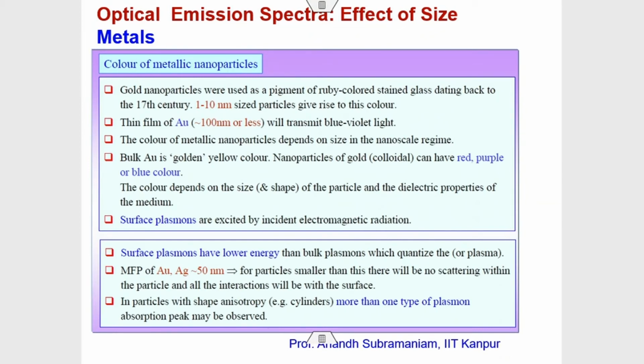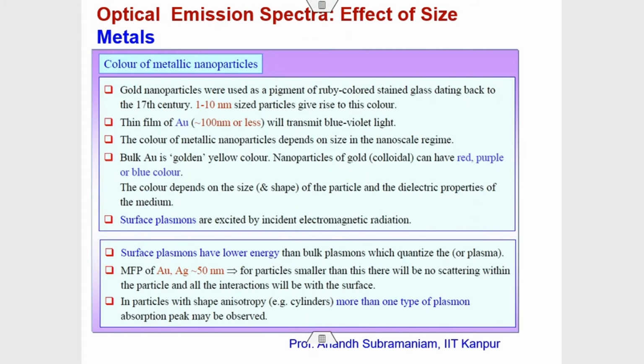Bulk gold is golden, that is why we like it, right? Yellow colored metal, which most women in India want to wear as jewelry. But a nanoparticle of gold will not be yellow. It can have different colors depending on size, like red, purple, blue. Color depends on the size as well as shape, and also the dielectric properties of the medium in which it is kept. Why does this happen? This mainly happens because of surface plasmons.